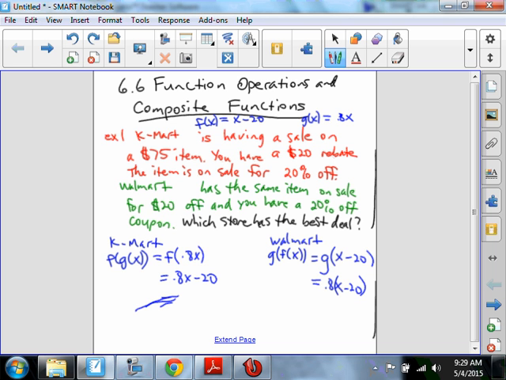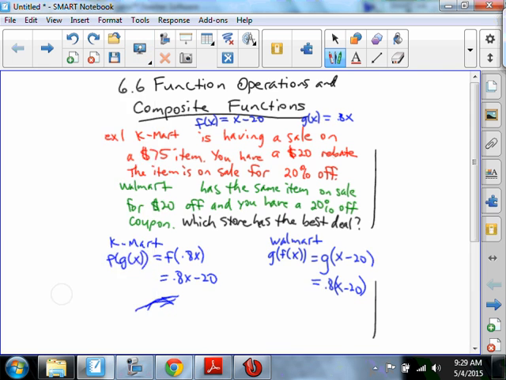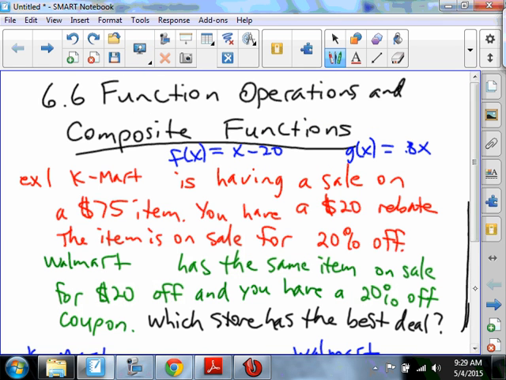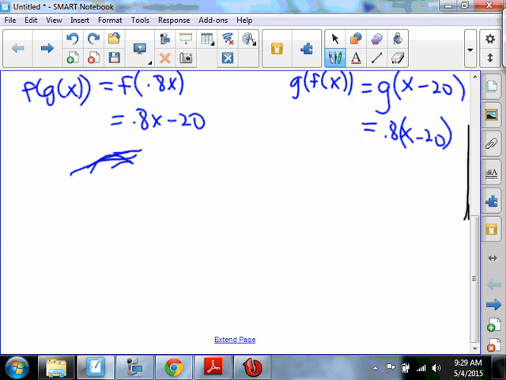So let's see. Let's plug in our $75 item and see what happens. My smart board's not cooperating now. It doesn't want to erase. That's okay. All right, so now it doesn't want to write. 0.8 times 75 minus 20. So what's that? 0.8 times 75 minus 20 is going to be 40.